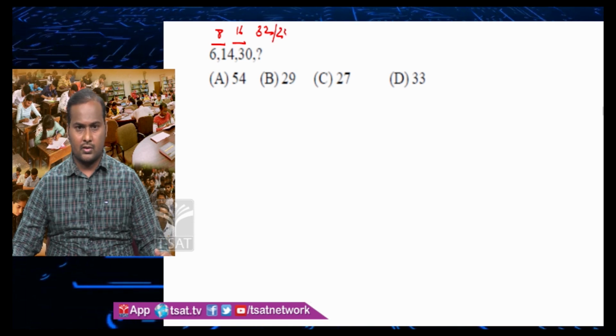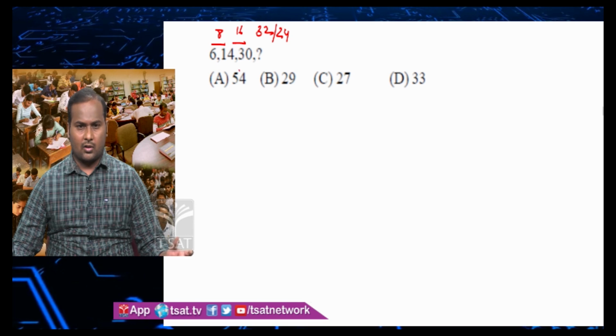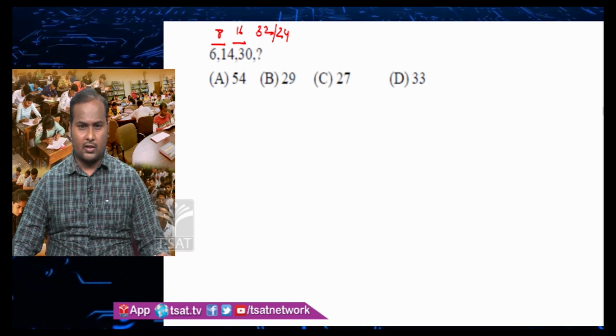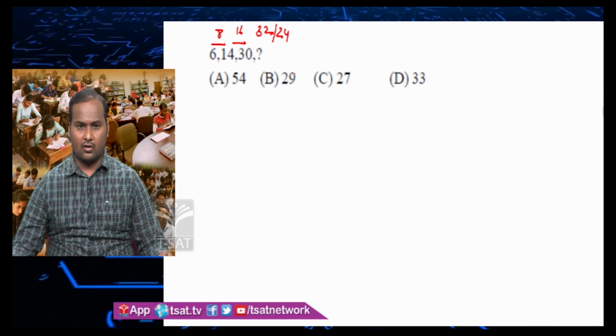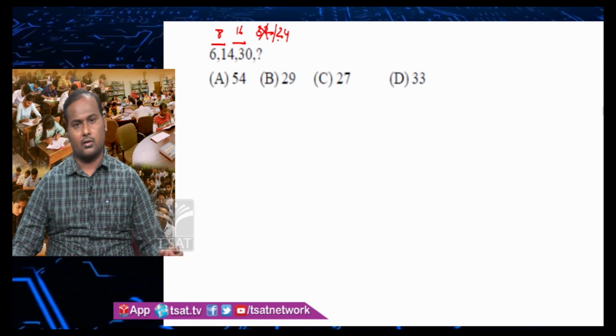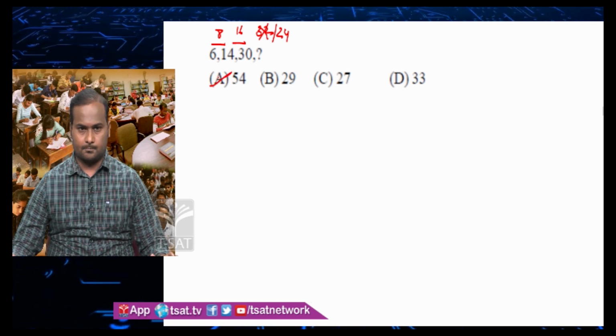So the only possible things is either you can add 32 or 24. Check the options, which one is there, that will be your answer. So anyway, 30 plus 32, 62, that is not there in the options, so this will not be possible. So 30 plus 24, that is 54. Your answer will be option A here.